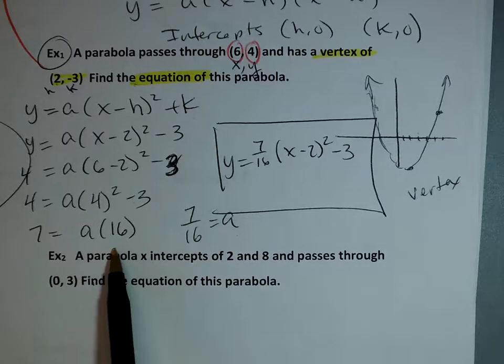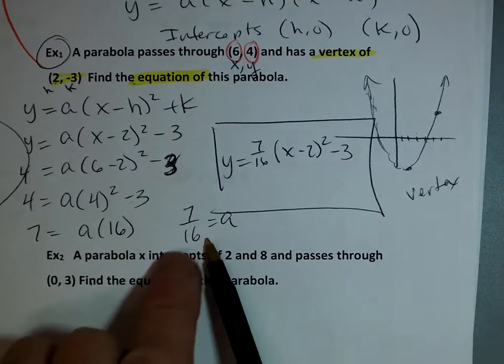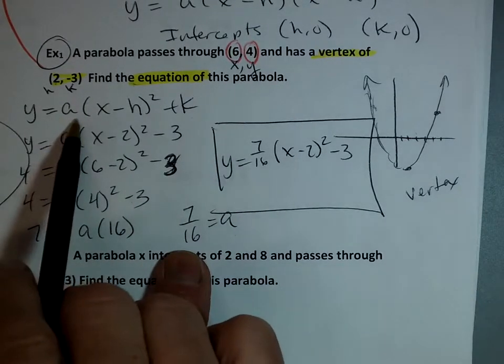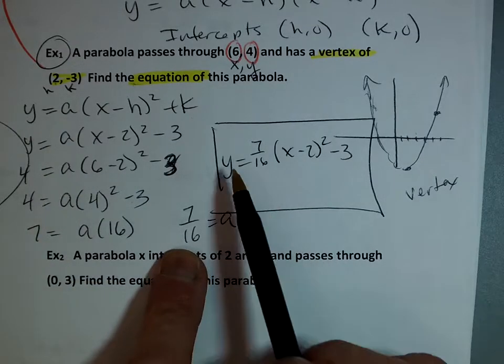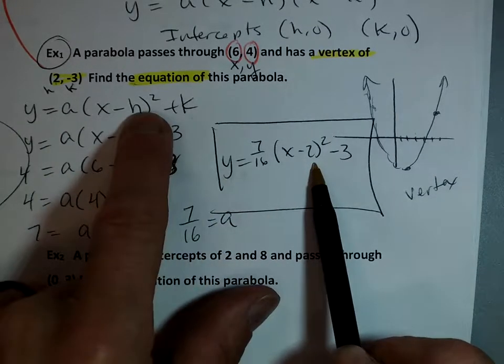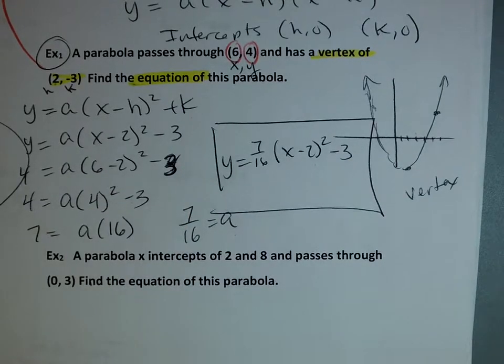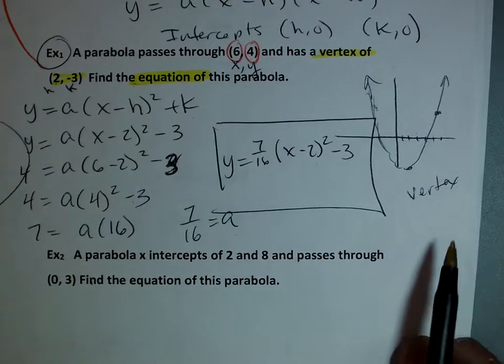So, I found a, 7/16. So I plugged the 7/16 into the form for a. I knew the value of h, and I knew the value of k, right? Okay, let's look at number 2, okay?